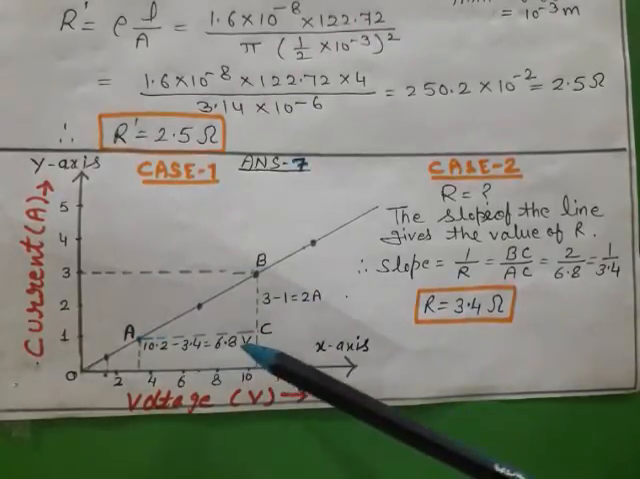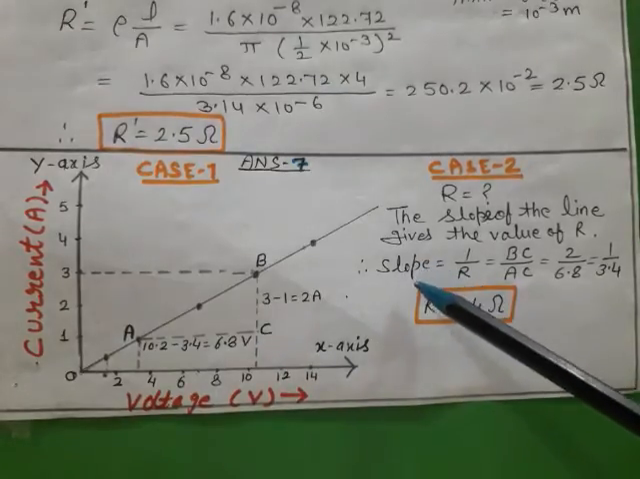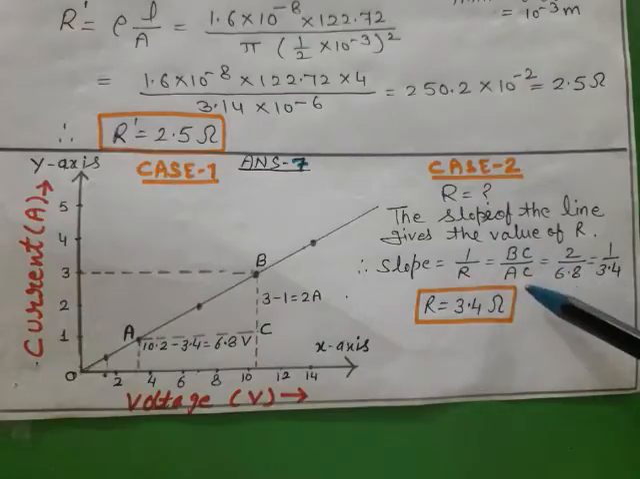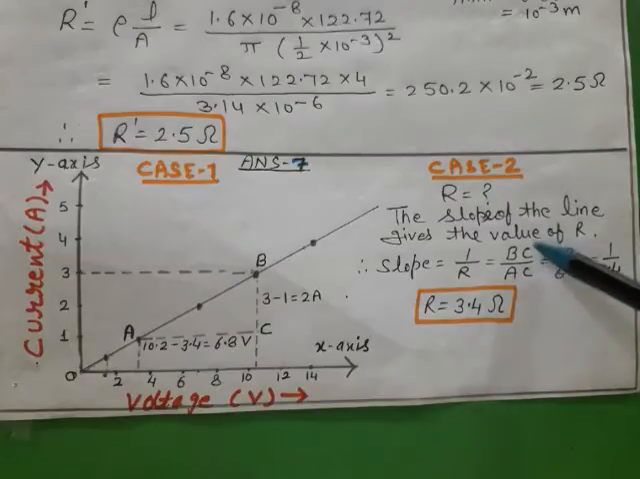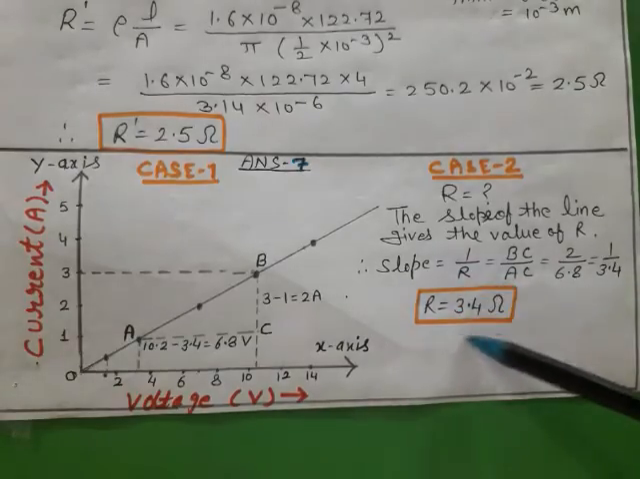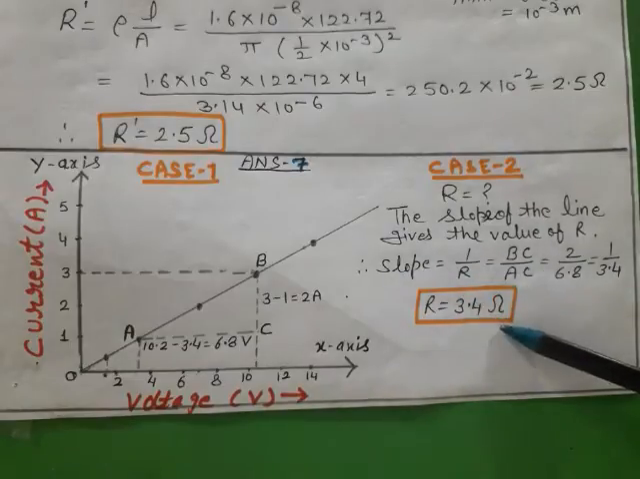And the value of AC is 6.8 volt. So now, my dear students, to find the slope, we simply find 1 upon R, which is BC upon AC. Putting the values of BC and AC, that is 2 upon 6.8, simply we will get 1 upon 3.4. So 1 upon R equals 1 upon 3.4. So the value of resistance is 3.4 ohm. I think this question is clear to you.